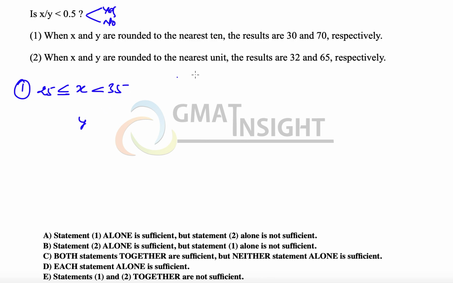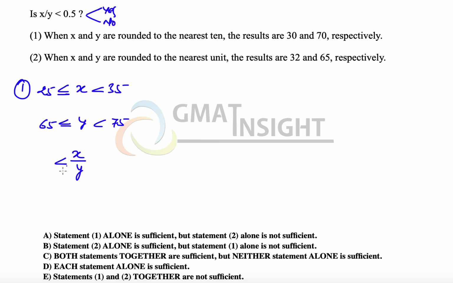Similarly, for the value of y, because the nearest 10 is 70, y can be anything greater than or equal to 65, but less than 75. Understand that we do not have an equal to sign here because 75 will be rounded off to the nearest tens as 80. So 75 is not included, but 74.99 is fine. Now we have to find out the value of x upon y. So x upon y can be anything.